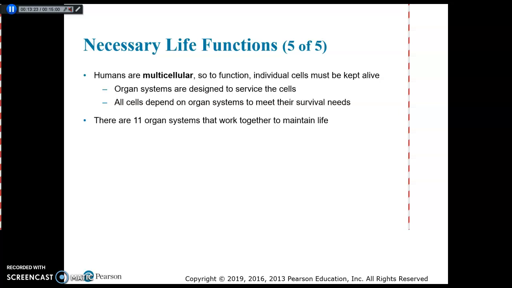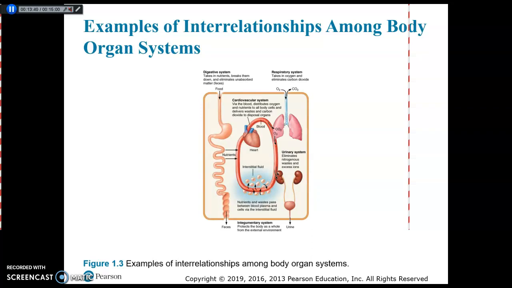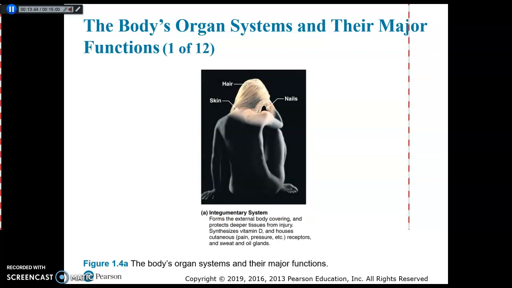All right, and then this last section says humans are multicellular. So to function, individual cells must be kept alive. And all of our cells depend on organ systems to meet their survival needs. So there are 11 organ systems. You need to know their names and then just brief summaries of each one.